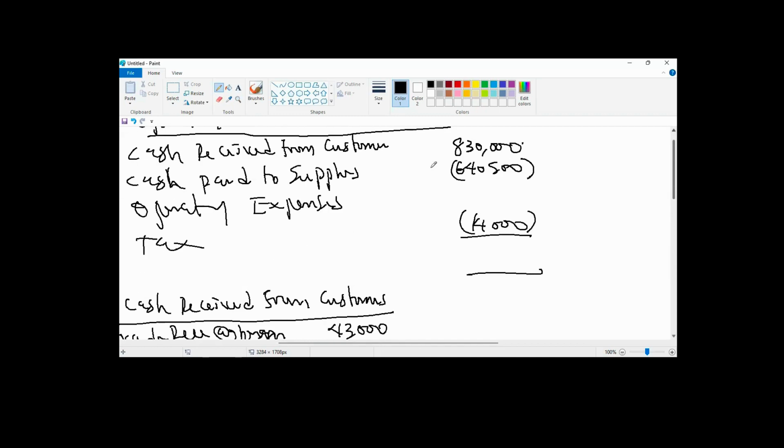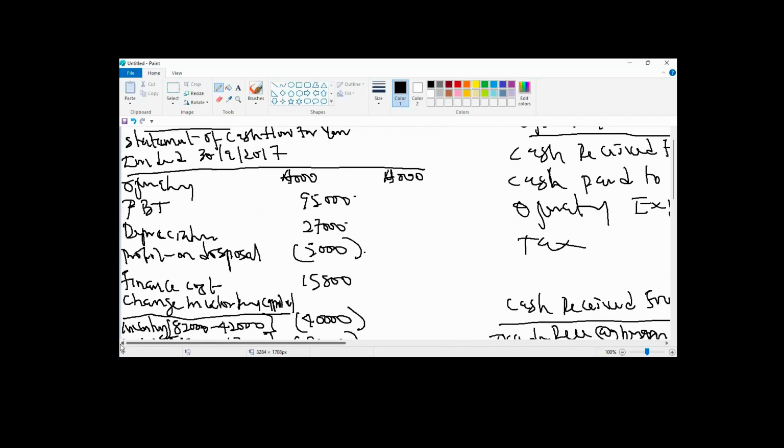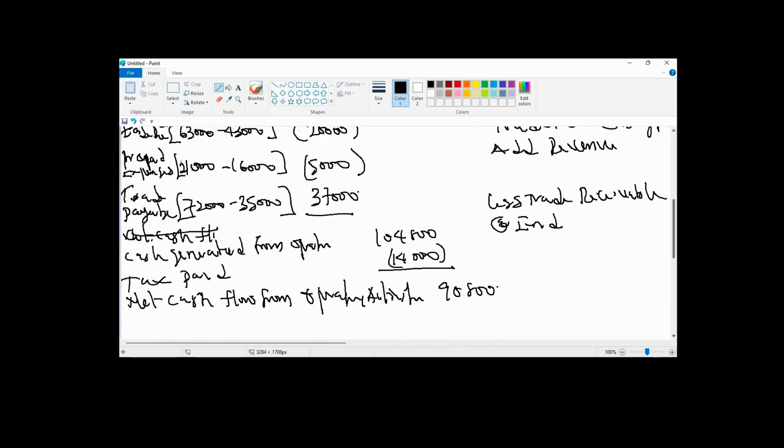I will now put operating expenses 84,700. I will now sum everything. What does it give us? 30,000 minus 64,500 minus 84,700 minus 14,000. What does it give? 9,800. Let's go and see. $9,800. It must give you the same thing.